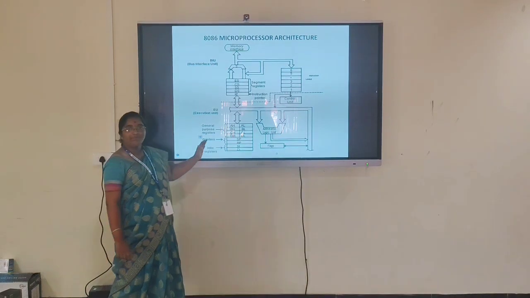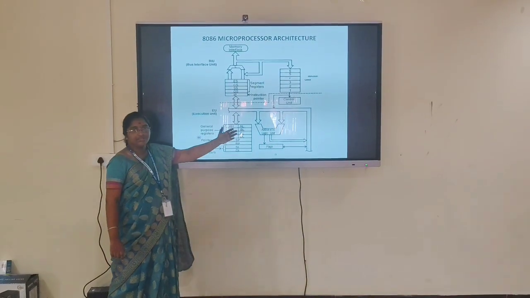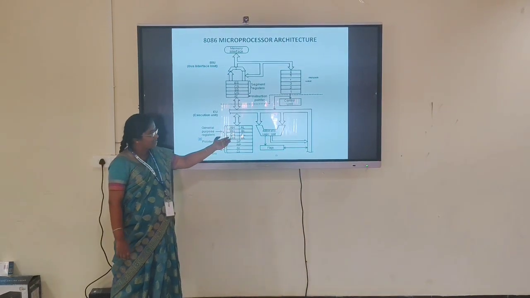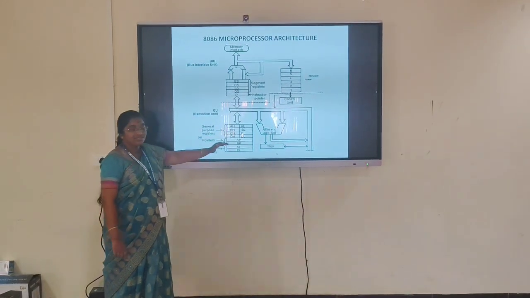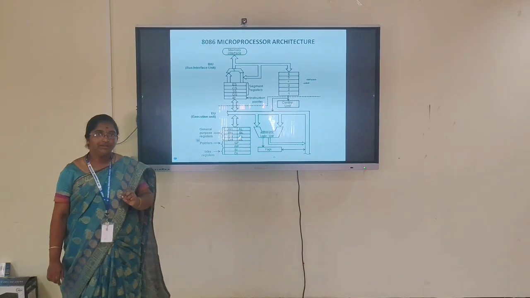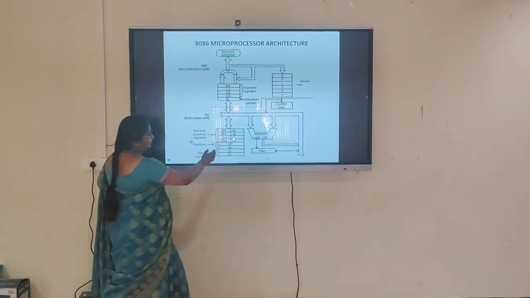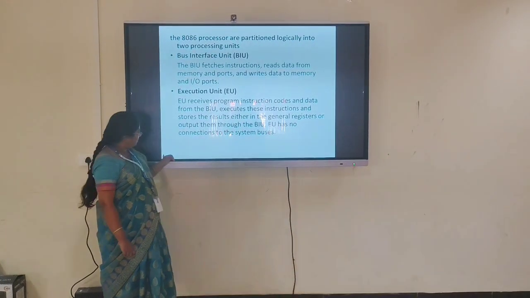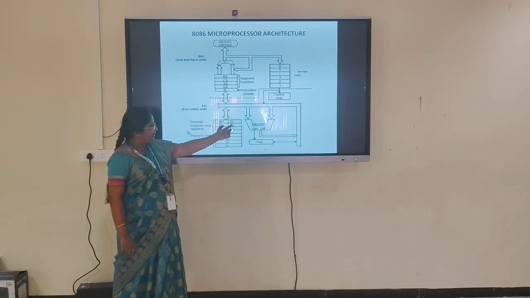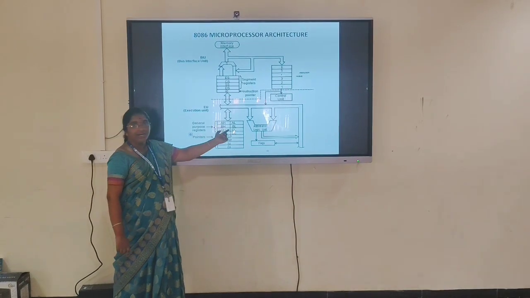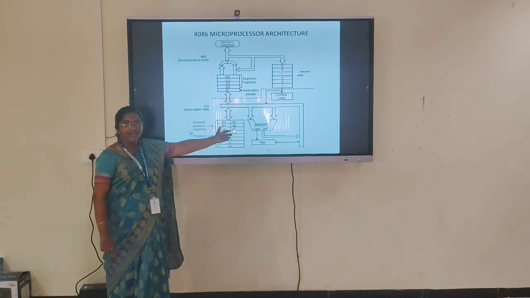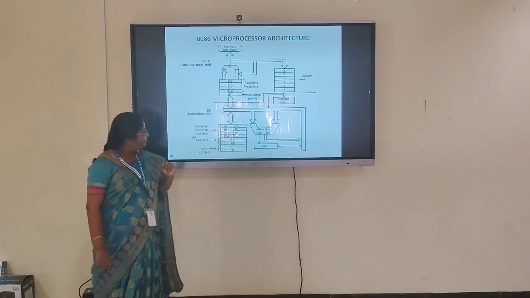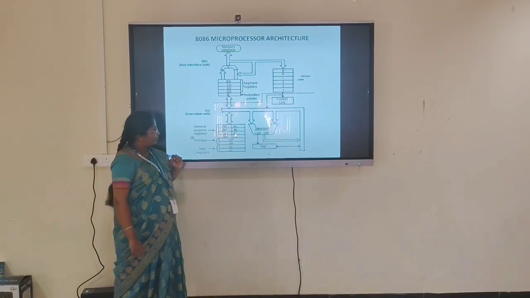Here we have the general purpose registers. As already discussed, these are AX, BX, CX and DX. These four registers are 16-bit registers, each separated into two 8-bit registers: accumulator high and accumulator low, base high and base low, counter high and counter low, and data high and data low. Here H represents high and L represents low.